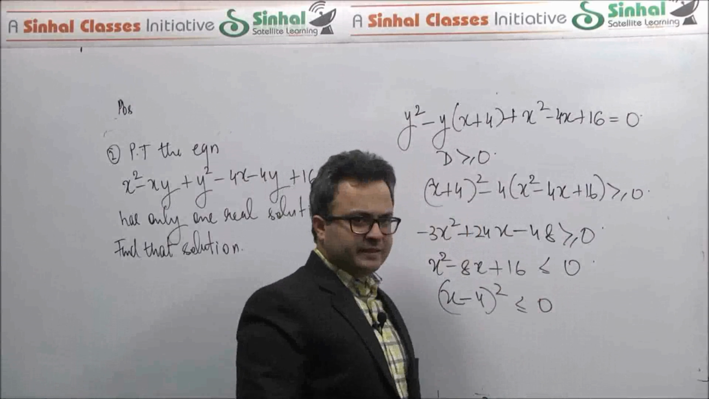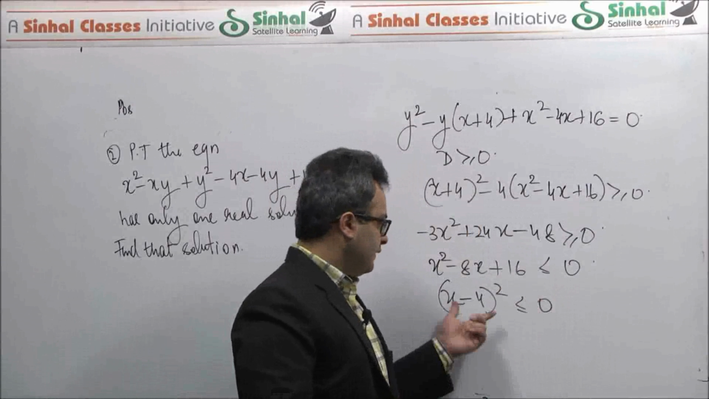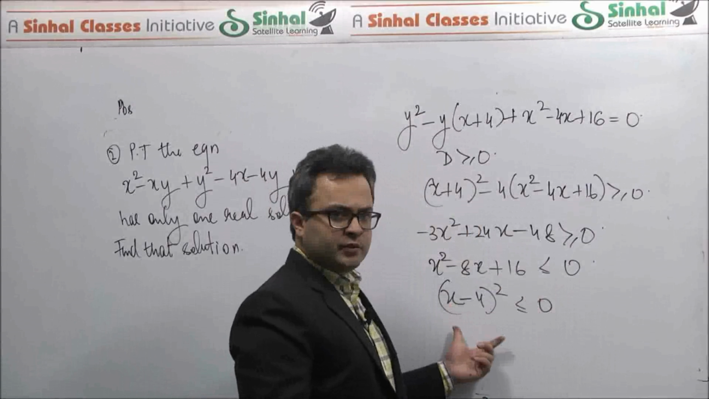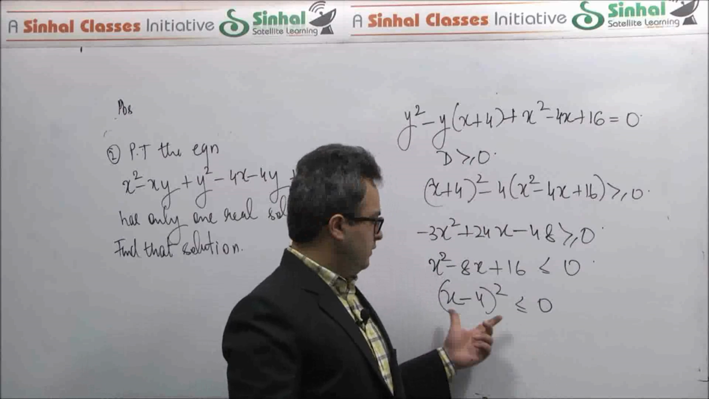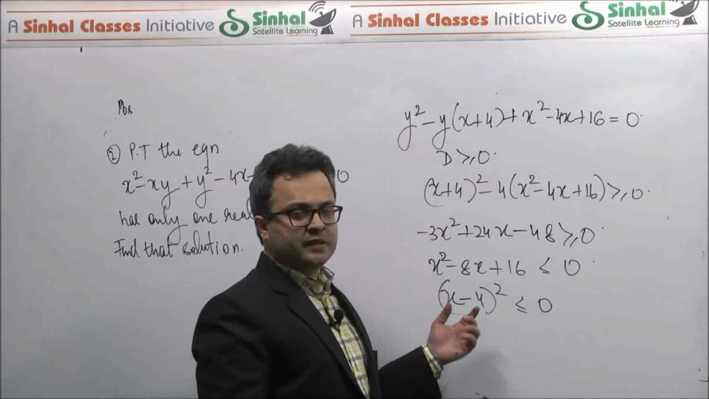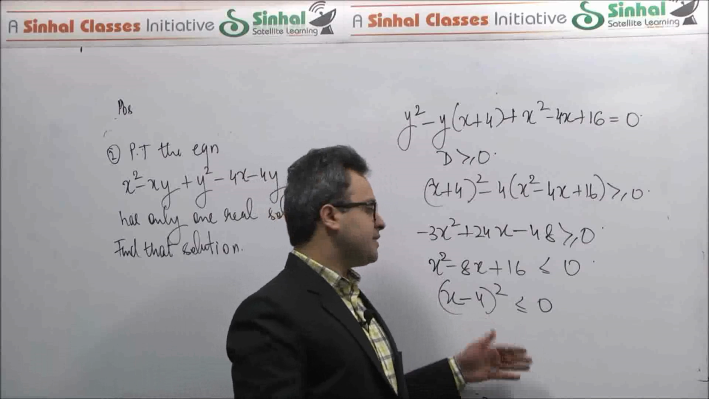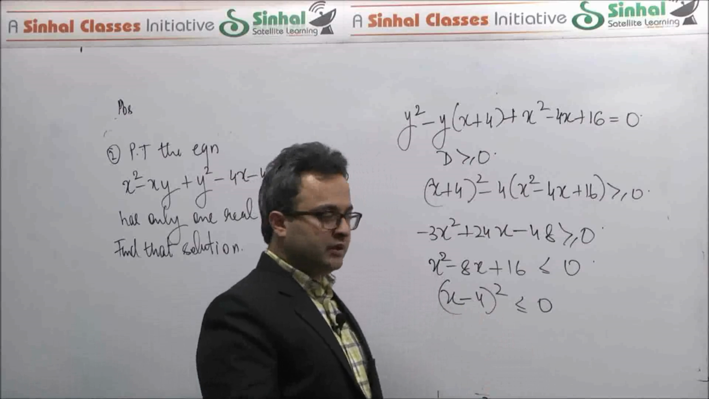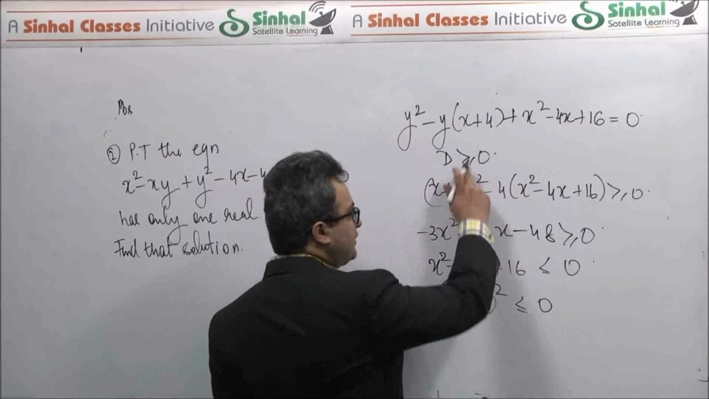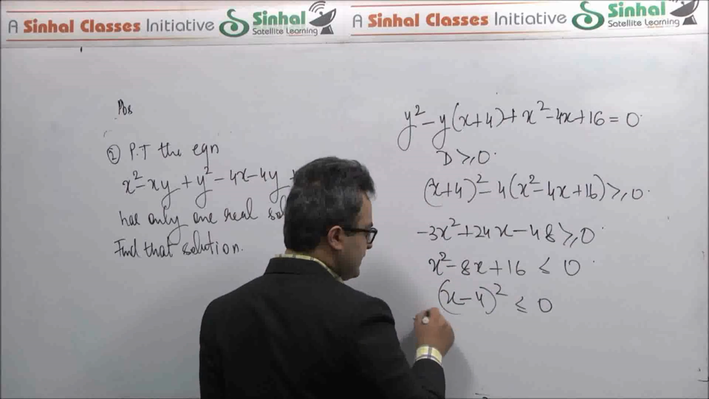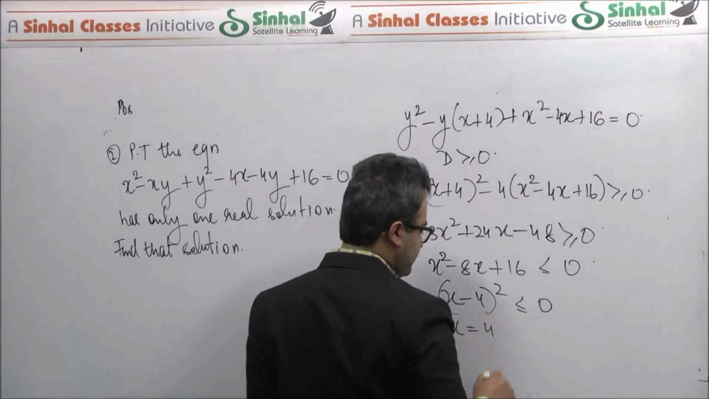Now at this stage we'll have to be slightly careful about this. Again, you want that (x minus 4) whole square should be less than or equal to 0. But this is again a perfect square, so it obviously cannot be less than 0. The best you can do is make it equal to 0. So the only condition satisfying this is to say that x is equal to 4.